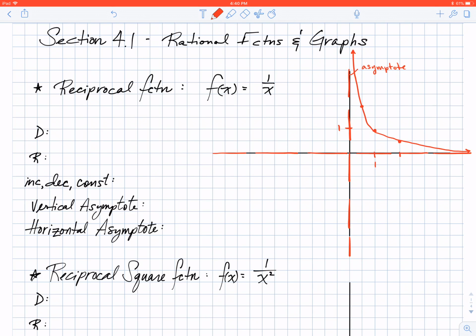Now that takes care of the positive side, but what if my x's are negative? So going back to my original equation, if x is -1, 1 divided by -1 is -1.